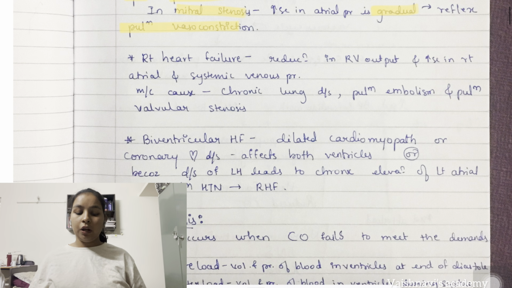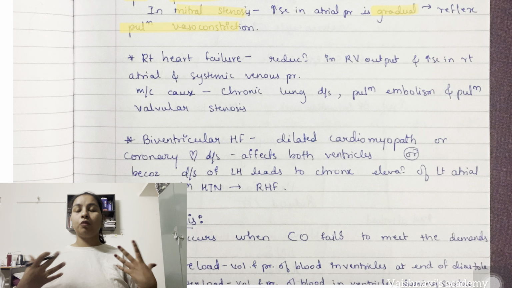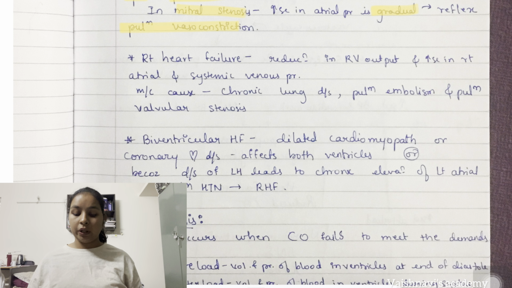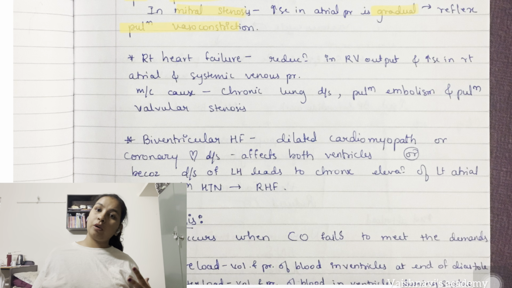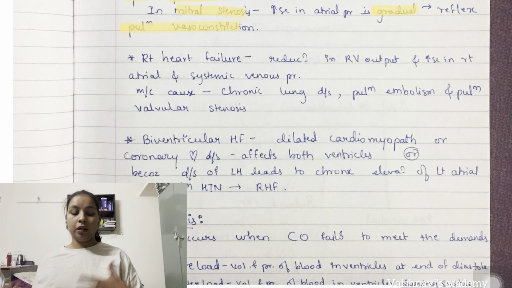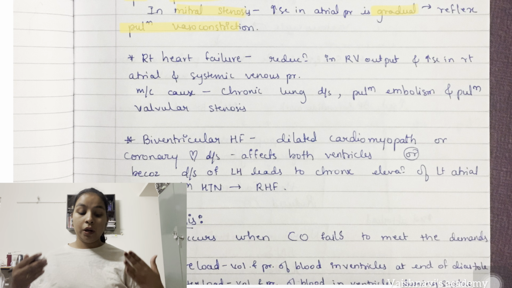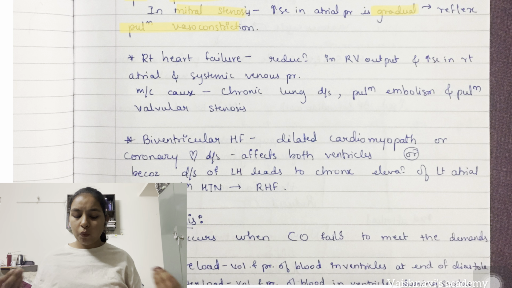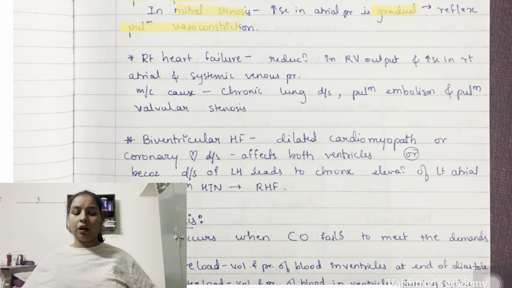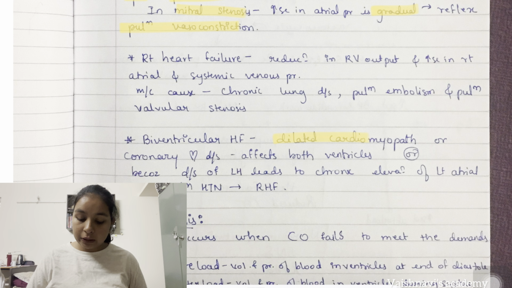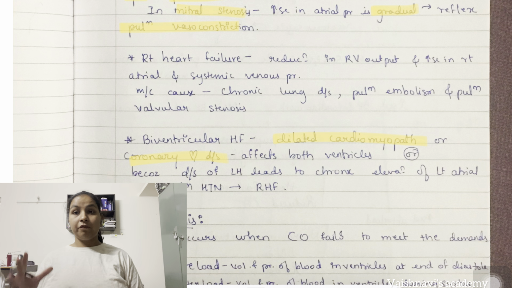Okay, now in right heart failure, the most common cause is chronic lung disease, or pulmonary embolism and pulmonary valvular stenosis. Cool. Now next we go for biventricular heart failure. What do we understand by biventricular heart failure? It is caused by dilated cardiomyopathy or coronary heart disease which affects both the ventricles together.